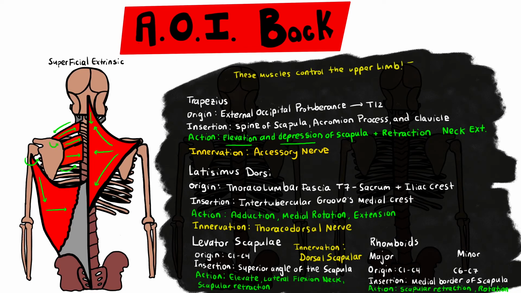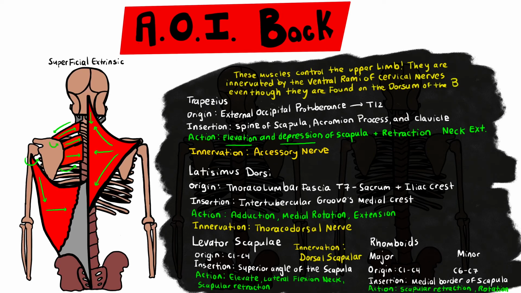Finally, it's important to note that these muscles act on the upper extremity, thus they're called extrinsic back muscles. They're on the back but do not act on it. They are innervated by the ventral rami of cervical spinal nerves. This is despite them being on the dorsum of the body. Finally, one last note, the accessory nerve is going to do motor-only innervation, and that is the action, origin, and insertions of your superficial extrinsic back muscles.